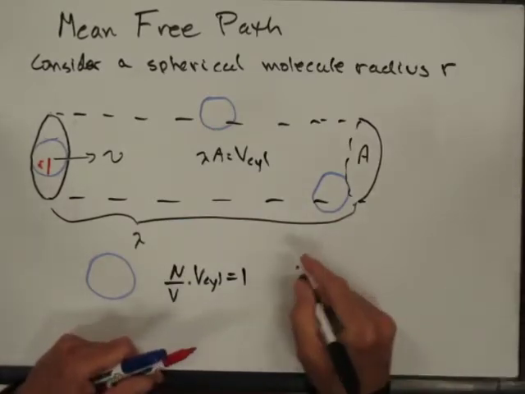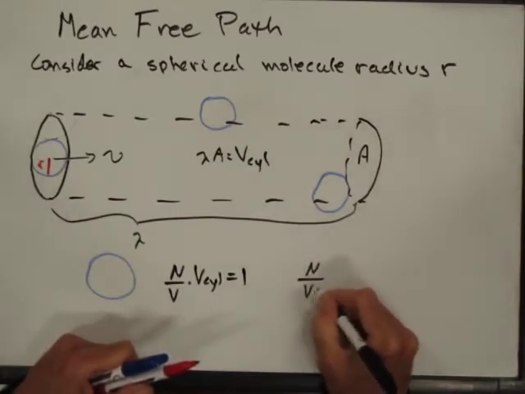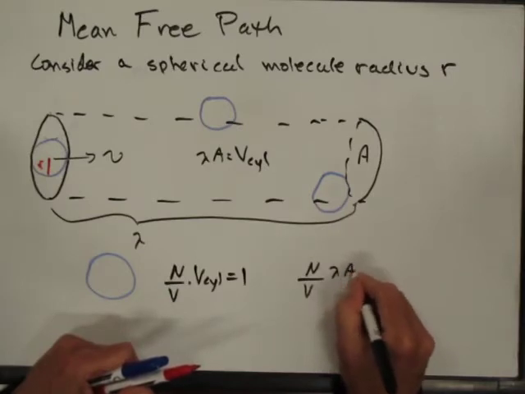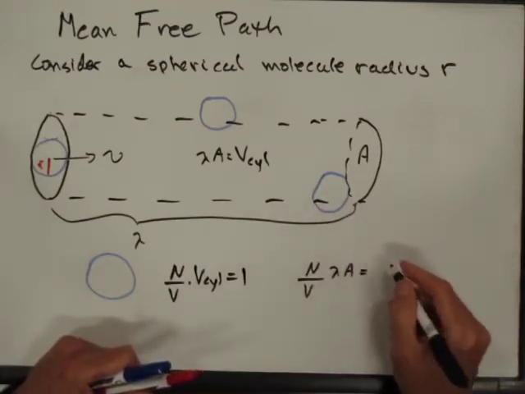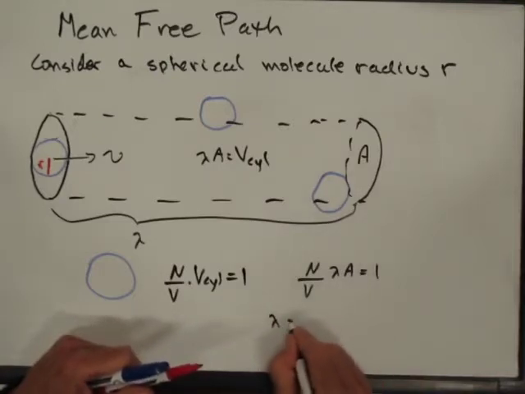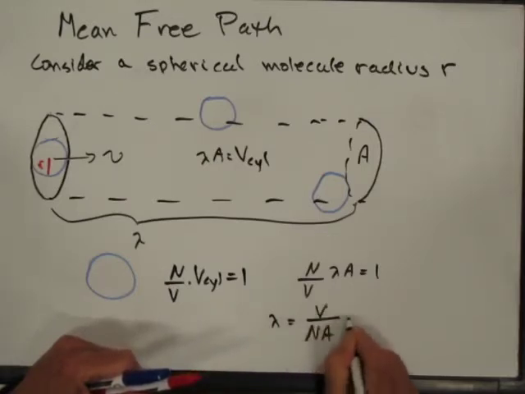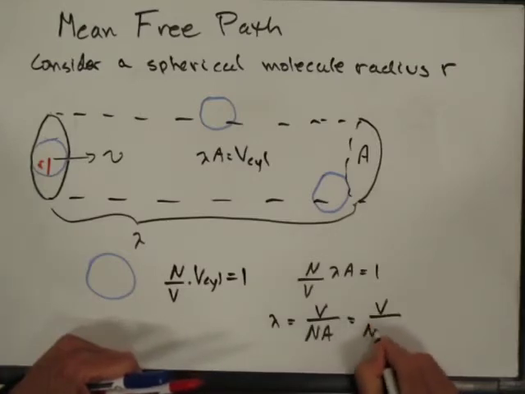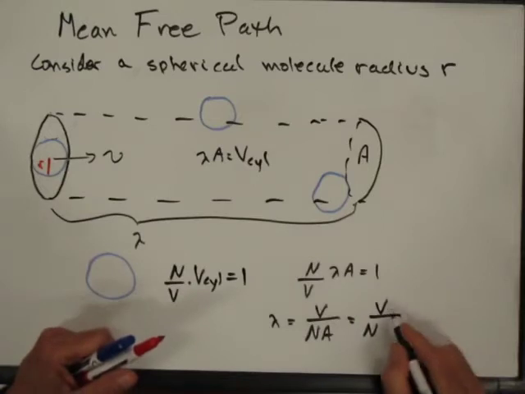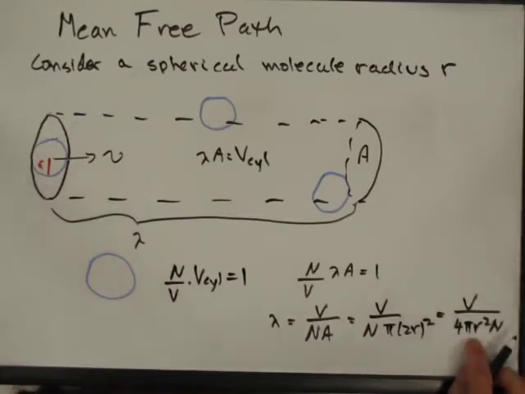And so if I write this out, I can say, look, N over V, that is the number of molecules in gas divided by the volume of the gas, times lambda times A is equal to 1, or lambda is equal to V over N times A, which is V over N times the area of this thing, pi times 2r squared, or V over 4 pi r squared N, where r is the radius of the molecule.